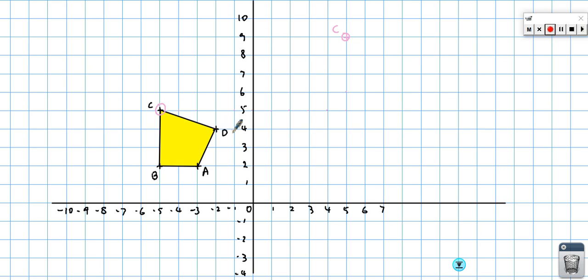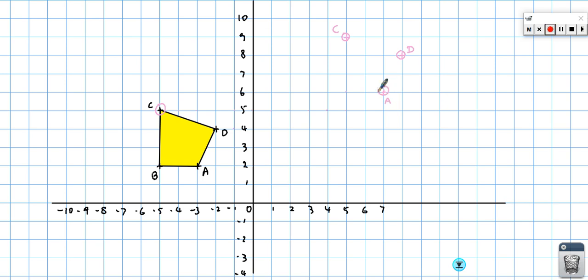Same with D, so it's 1, 2, 3, 4, 5, 6, 7, 8, 9, 10, and 1, 2, 3, 4. One can notice that I could have said D is just 3 boxes to the right and 1 to the left, and that's also 1, 2, 3 to the right and 1 to the left. Let's do this with A. A is 2 down and 1, so it's 1, 2 down and 1 to the left. So that's point A.